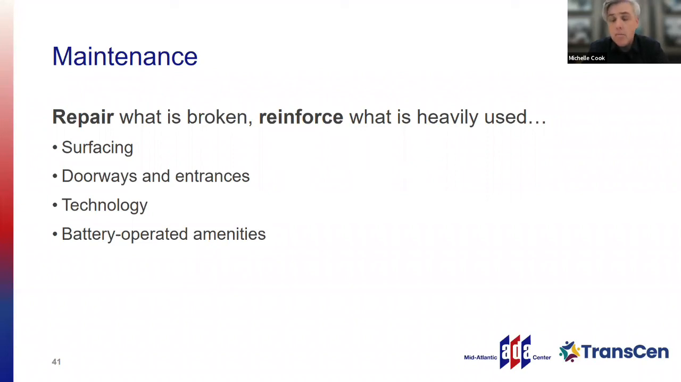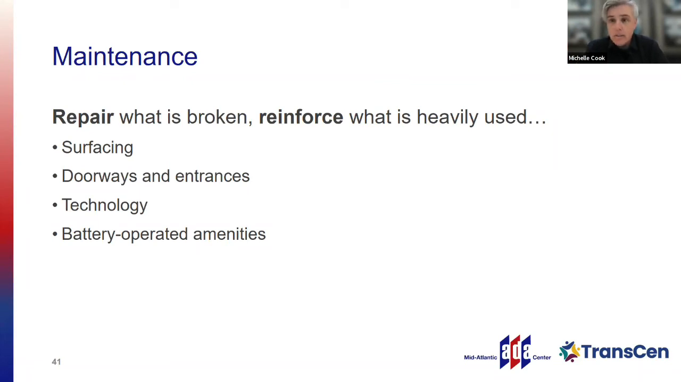So surfacing, oftentimes changes in level and those building blocks get out of whack when there are two surfaces that meet and they're in conflict with one another. They're not the same surface, or maybe they are the same surface, but there's been a big freeze-thaw situation going on, or tree roots getting in the way that are creating a potential hazard in that environment. So those are things that you can look at, or providing fill material to make sure that it's a smoother transition from one surface to another. That's a really good way to repair what is broken and reinforce what is heavily used.